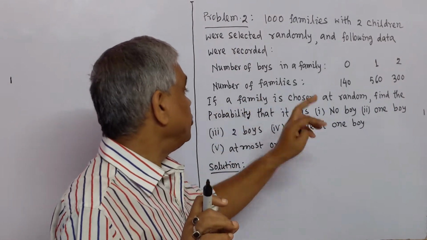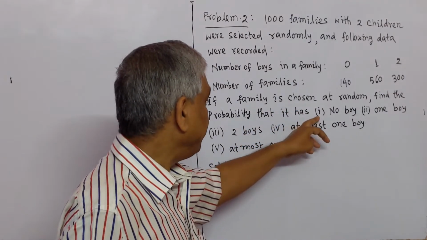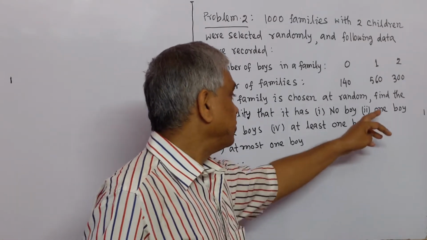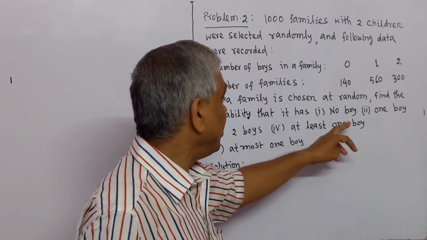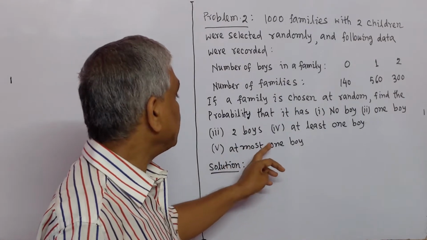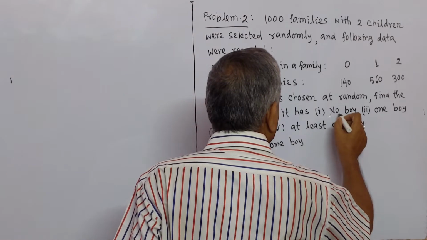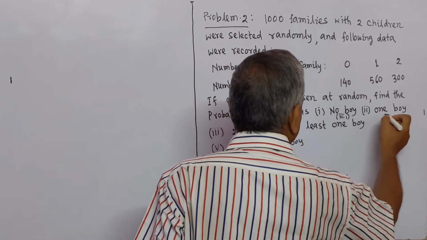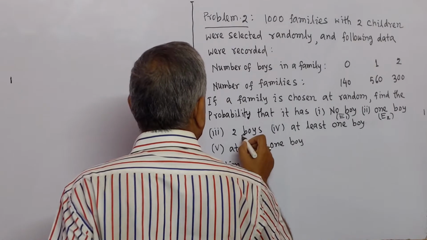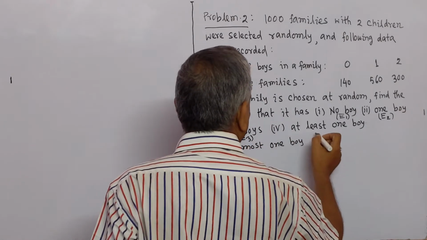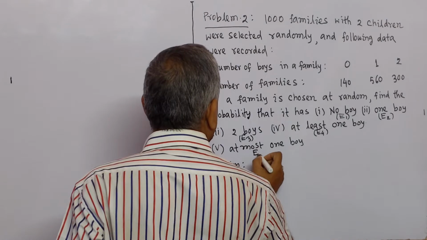If a family is chosen at random, find the probability that it has number 1, no boy, number 2, 1 boy, number 3, 2 boys, number 4, at least 1 boy, number 5, at most 1 boy. Let number 1 be denoted by event E1, number 2 by event E2, number 3 by event E3, number 4 by event E4 and number 5 by event E5.